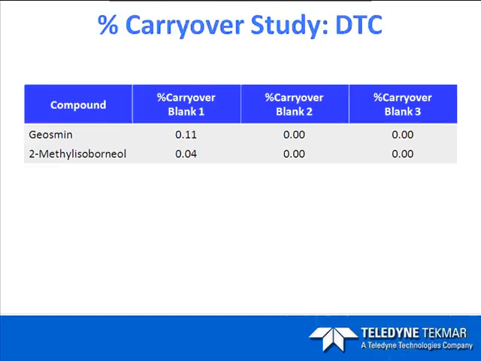The percent carryover, once again, we've shown that due to the desorption characteristics of the 10X, we were able to get all that compound off. We only had 0.11% for Geosmin and 0.04% for 2-MIB carryover, with nothing in the following blanks.